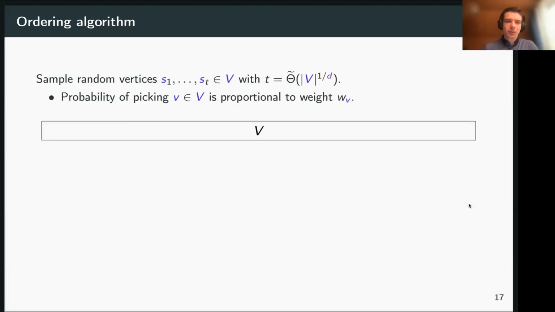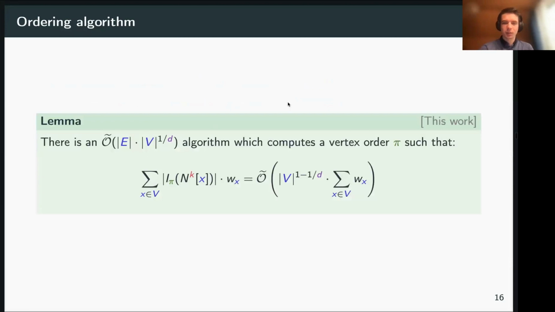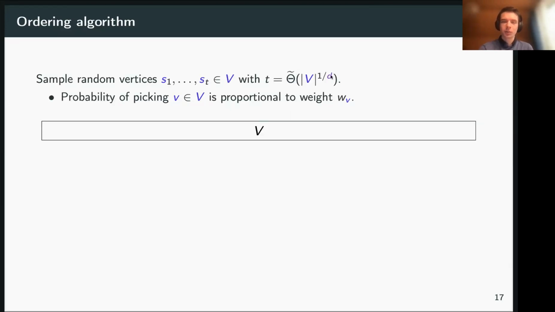Okay, so how the algorithm works. We start by sampling t vertices, S1 to St, from the vertex set. And we want t to be V to the power 1 over e. This is where this part of the complexity actually comes from. We want to sample a subset of vertices of such size. And we want to assign probabilities to each vertex that it is picked, which are proportional to their weights. So the probability that v is picked is its weight divided by the sum of all weights. It's proportional to its weight.